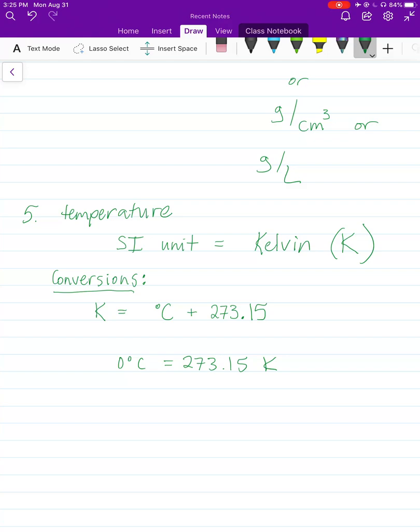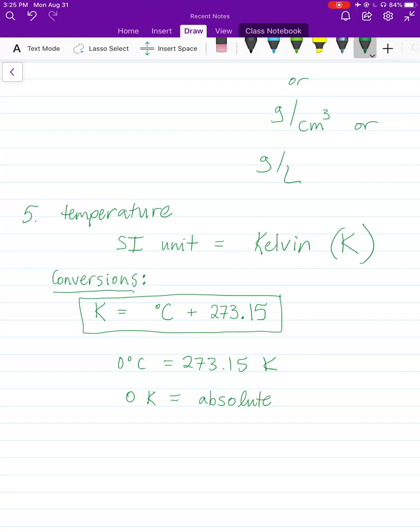So you can see from this relationship that it's really just offset by 273 between degrees Celsius and Kelvins. The size of the unit is the same for both Celsius and Kelvin. All that's different is the 0 points. So 0 degrees Celsius is 273 Kelvin, whereas 0 Kelvin is minus 273 Celsius.